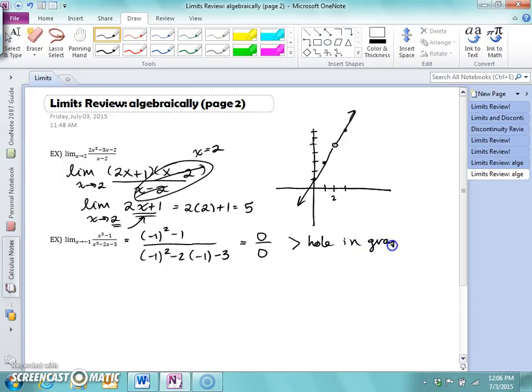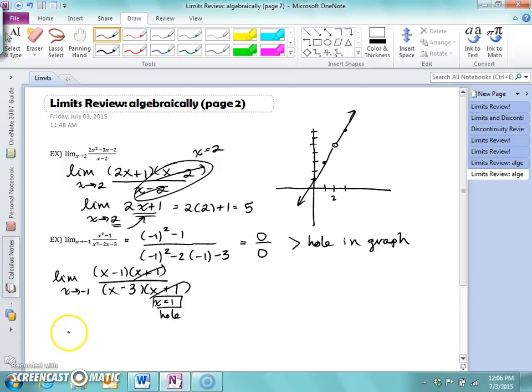So I'm going to factor quick and get rid of the problem here. So I have the limit as x approaches negative 1. I have a difference of 2 squares in the numerator, and I have x minus 3 in the denominator. And here we go. Here's the common factor. X plus 1 cancels out. That means there's a hole in the graph when x equals negative 1. We'll draw that in a second here.